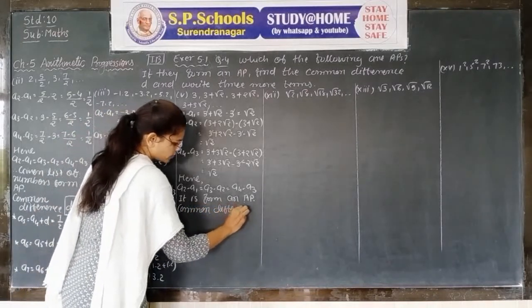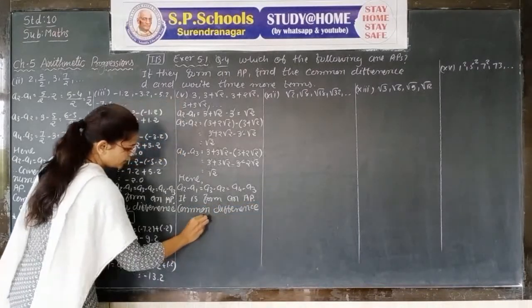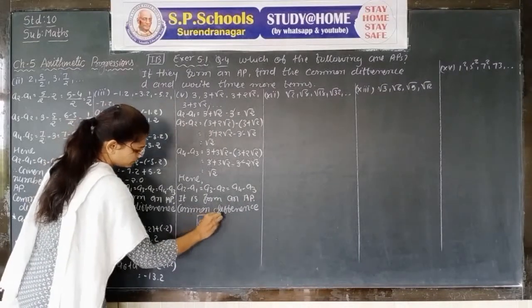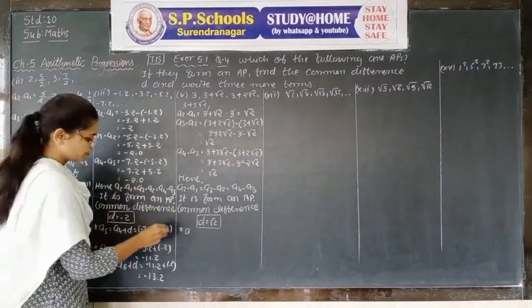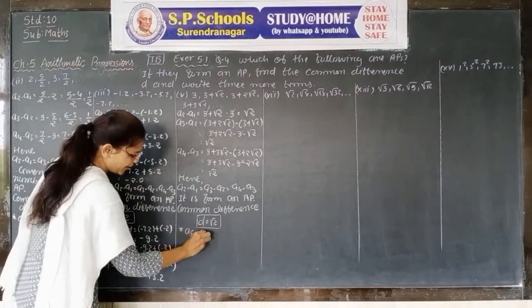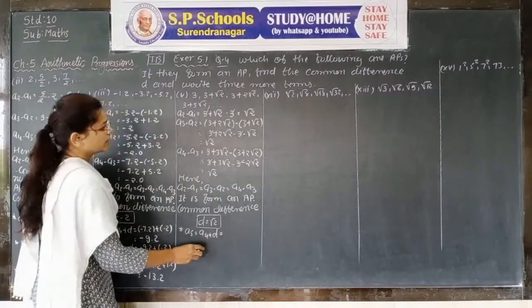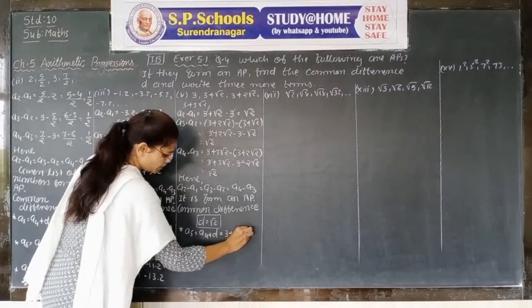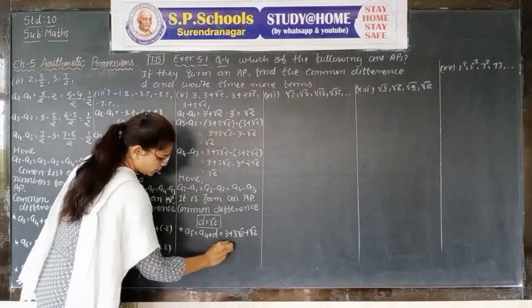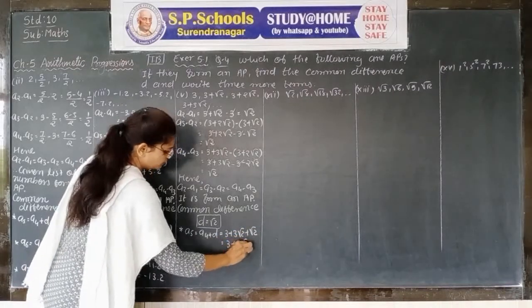Common difference d is equal to root 2. Next, we know the first four terms. The fifth term is a4 plus d, where a4 is 3 plus 3 root 2, plus d which is root 2, equals 3 plus 4 root 2.